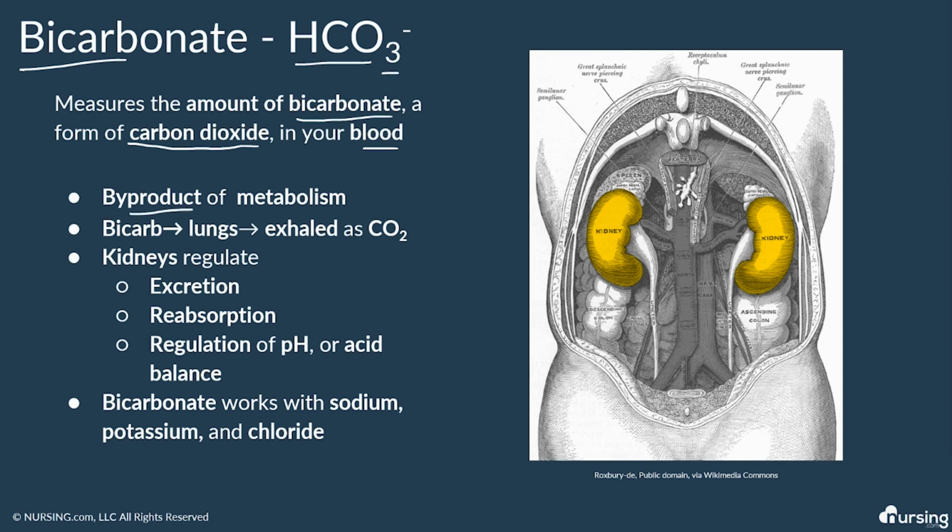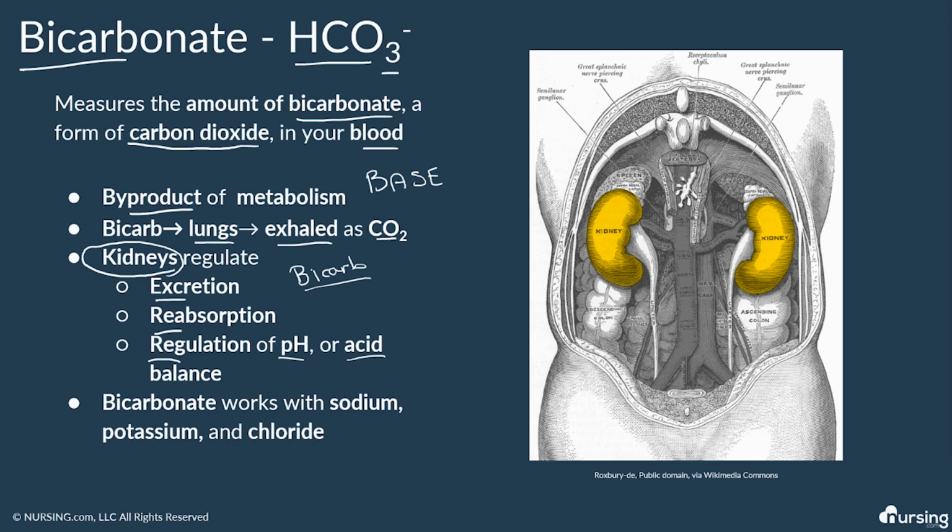Bicarb is a byproduct of metabolism. It's a base. Bicarb travels in the blood to the lungs and becomes exhaled as CO2. So there's a conversion. The kidneys, this is so important, are what regulate the excretion, the reabsorption, and the regulation of the acid and base, along with the lungs, right? But particularly it's the kidneys when we're talking about bicarb and acid-base balance. So it regulates the pH and the acid balance because of it being a base, right?